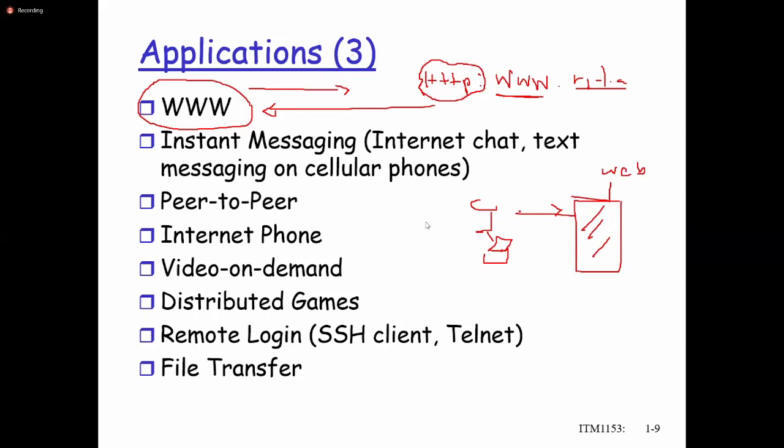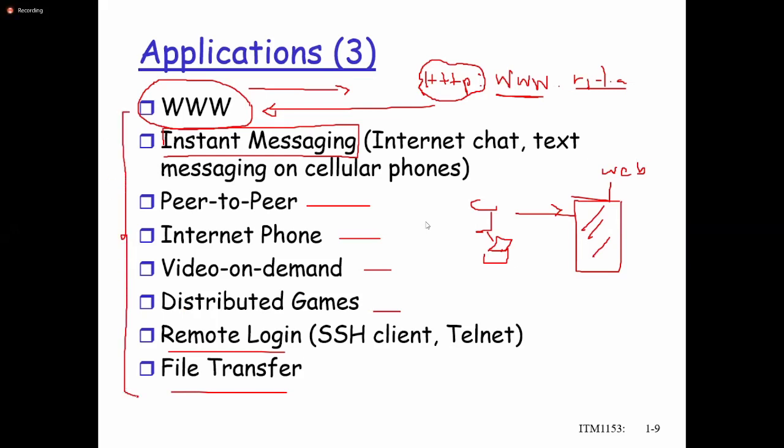So one service is the World Wide Web. And after that, like the World Wide Web, an instant messaging service, messaging, right? Email, you know email, peer-to-peer, internet phone, video on demand, distributed games, remote login, file transfer. So these are the different types of services that we can take from the internet.